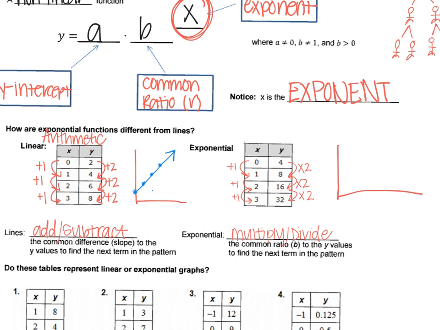well, I start off at 0, I'm already at 4. 1, I'm shooting up to 8. 2 is shooting up to 16. And oh my goodness, 3 is way up here. So if you notice, this one is making a curve. There's a curve right here. It's not straight. It's not a line.